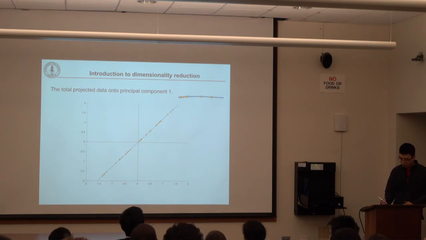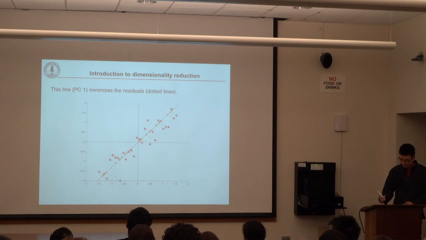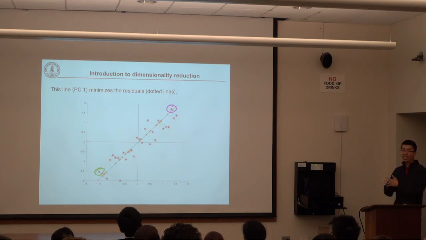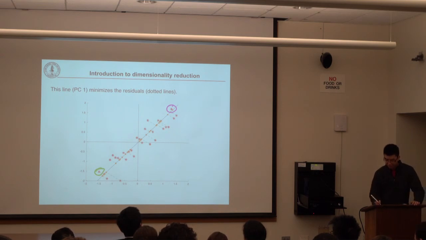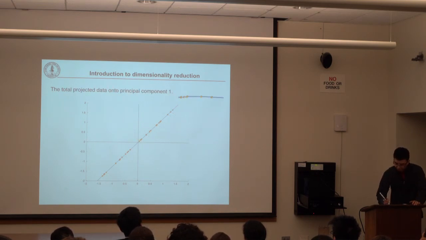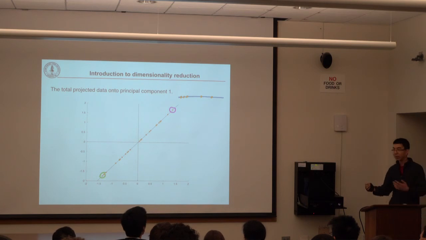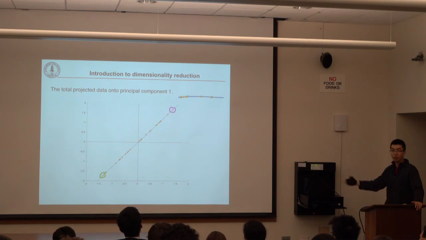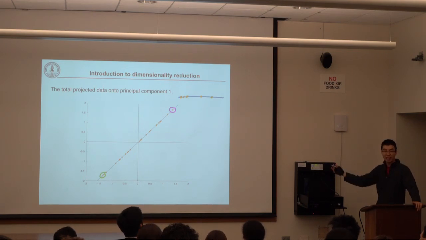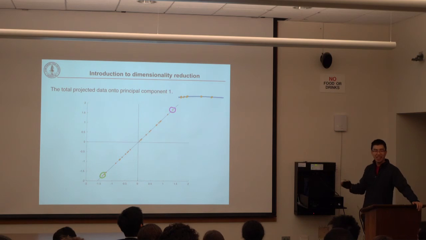So one feature of this data was that this red point here that I've circled in purple is very different from this green point here. And there's a great distance between them, for example. And in my projection, I've captured that these 2 points are indeed very different along this line. And so this is what the projected data will look like onto principal component 1. And we've reduced the dimensionality from 2 to 1. Anyone have questions on this?